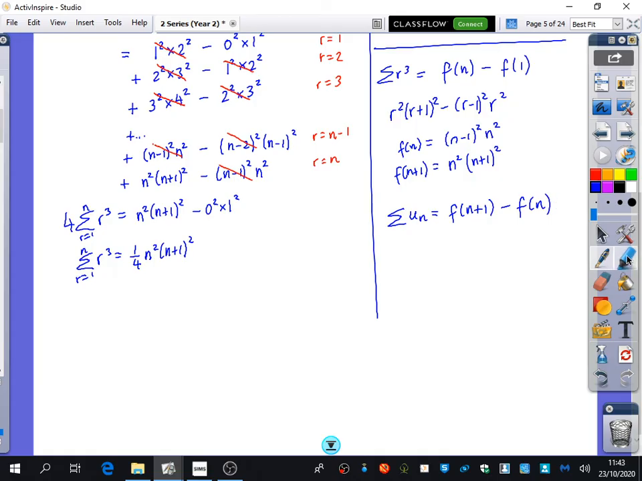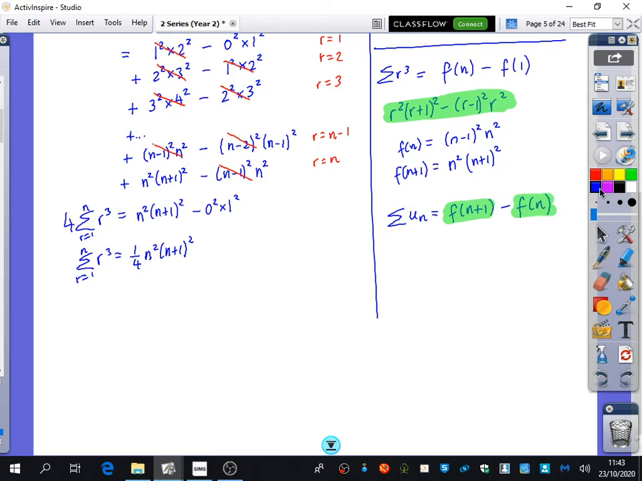Our one, this equation that we were summing up, was of the form f of n plus 1 minus f of n, which is slightly different to what we said the general form looked like, because the general form we said was f of n minus f of n plus 1, so it's the other way round.